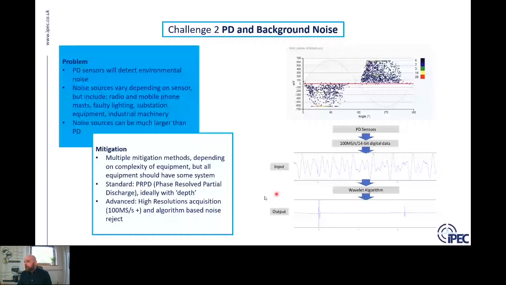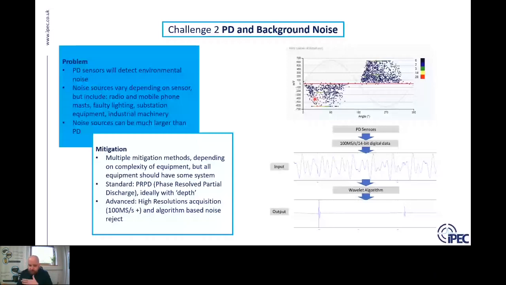So you don't need to look at the wide view of a PRPD like this. You can look very much in depth at individual PD pulses and use more advanced algorithms. So instead of trying to see the PD in the noise, which essentially is what you're doing with a PRPD, with a more advanced algorithm, you're able to pick out the PDs from the noise.